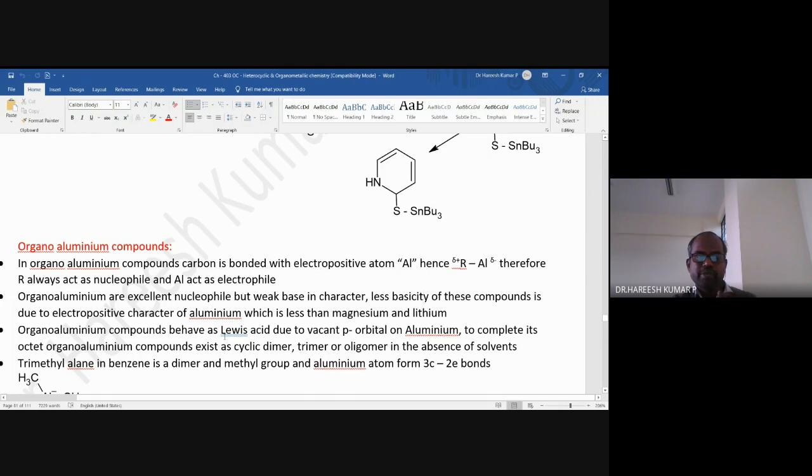Organoaluminium compounds behave as a Lewis acid due to the vacant p orbital on aluminum. To complete its octet, organoaluminium compounds exist as a dimer, more particularly a cyclic dimer, a trimer, or an oligomer in the absence of solvents.